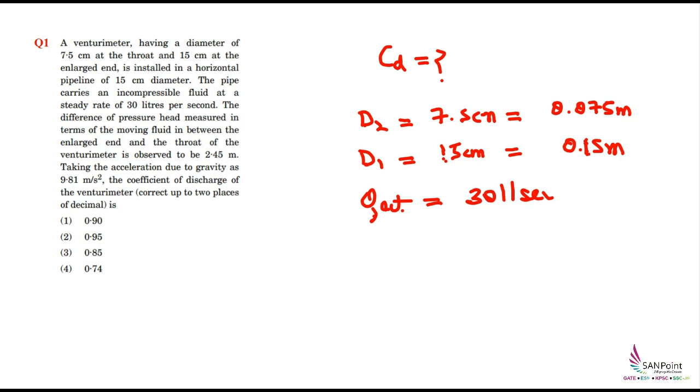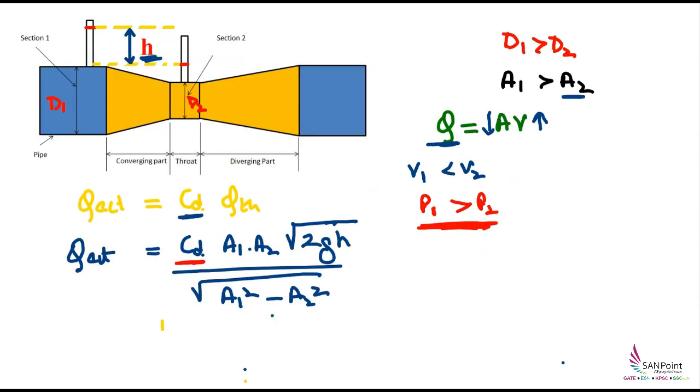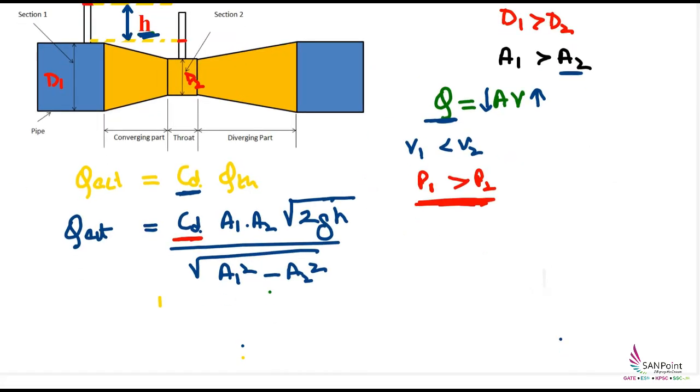Now, in order to put the value in the formula, we are going to convert this value into meter cube per second. So I will be writing it as 30 into 10 raised to power minus 3 meter cube per second. Next data is that the difference of the head at the throat section and at the pipe section is 2.45. That means the h value is also known, which is 2.45. Now we are in a position to put all these values in the equations which we have just seen here. So let's put the value here.